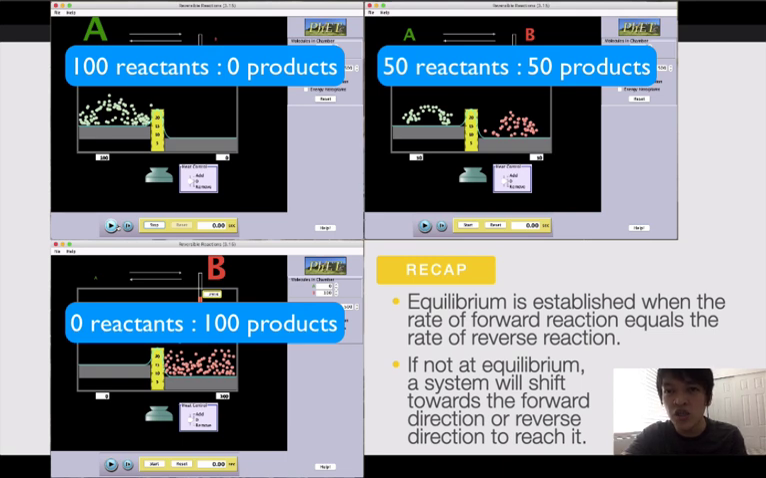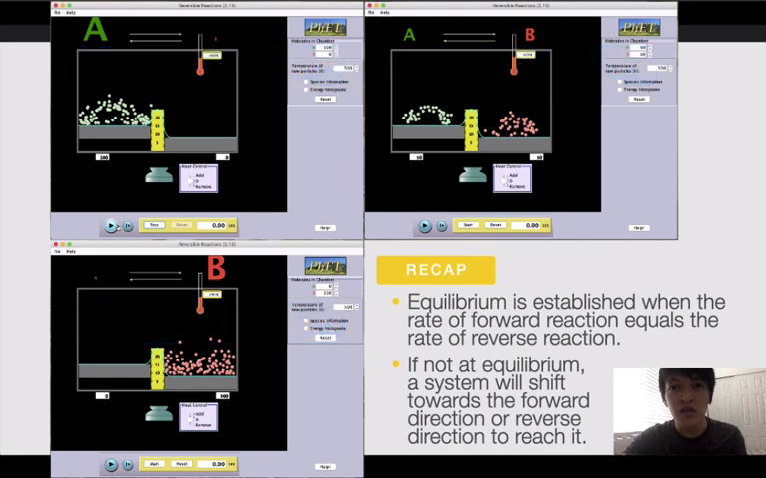I'll let the simulation run to let you see how, even though they're at different points of equilibrium, all of them will arrive at the same equilibrium ratio, or in other words, the same equilibrium constant. Constant being the key word here. Here we go.